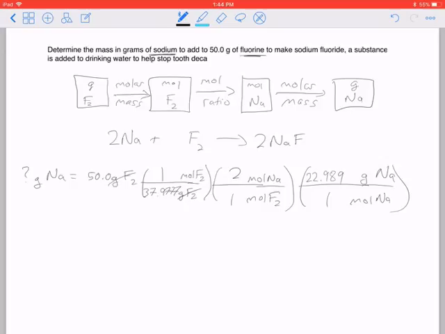So I can go ahead and calculate this out. And what I get is 60.5 grams of sodium. And again, I'm going to go back and check my significant figures. This number here in the beginning has the least, 3, so my answer should have 3 significant figures. And that's really it.